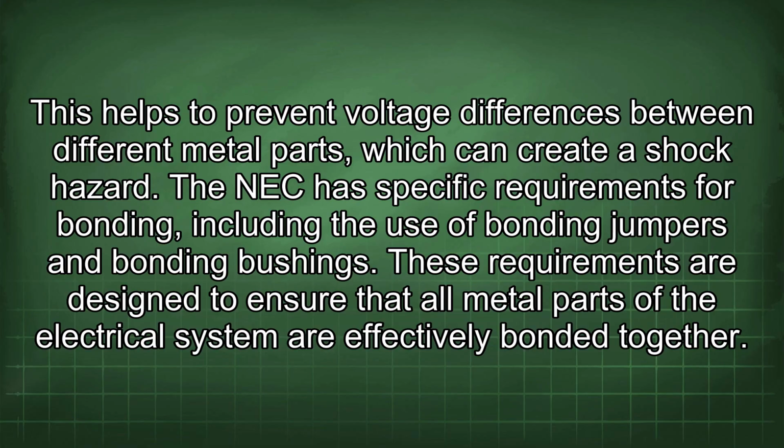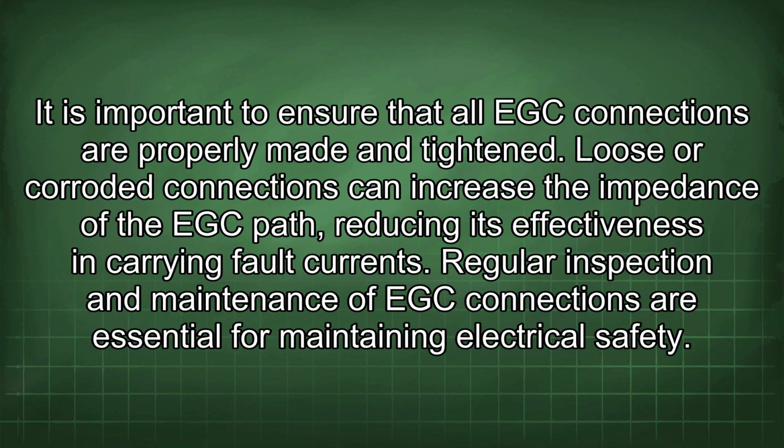These requirements are designed to ensure that all metal parts of the electrical system are effectively bonded together. It is important to ensure that all EGC connections are properly made and tightened. Loose or corroded connections can increase the impedance of the EGC path, reducing its effectiveness in carrying fault currents. Regular inspection and maintenance of EGC connections are essential for maintaining electrical safety.